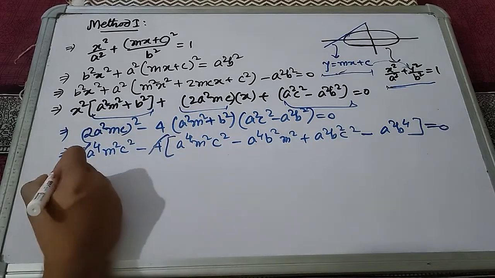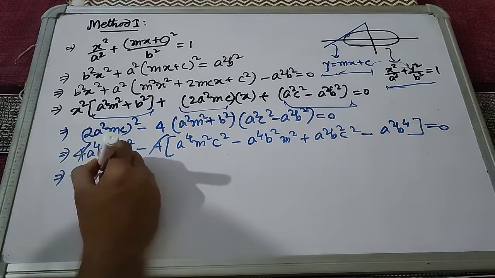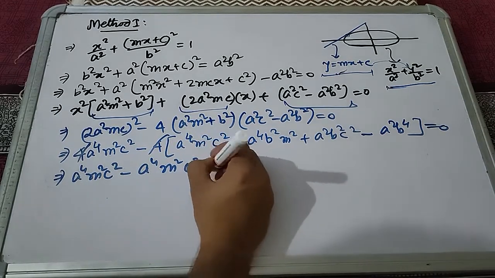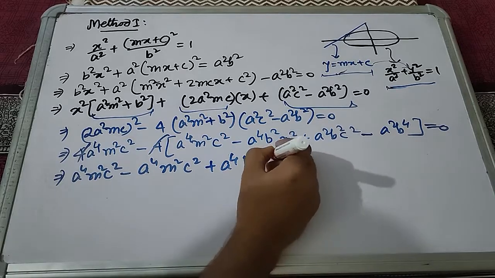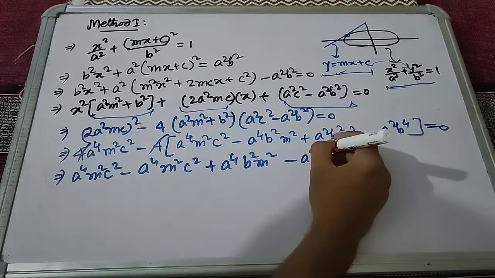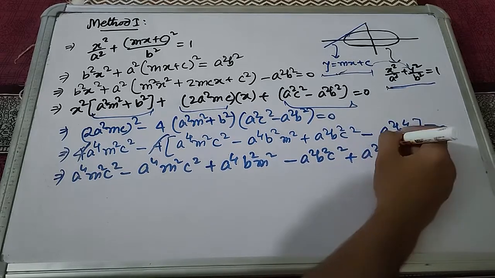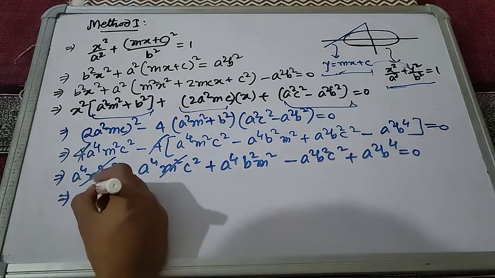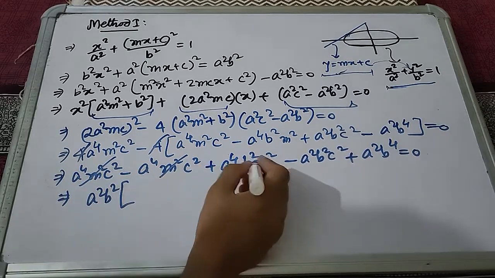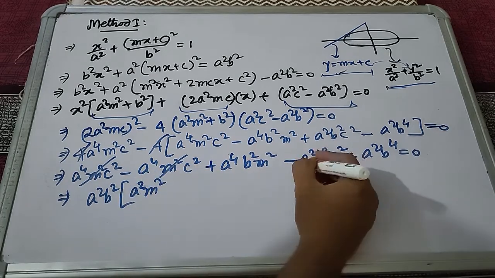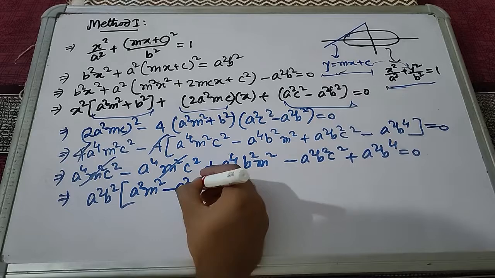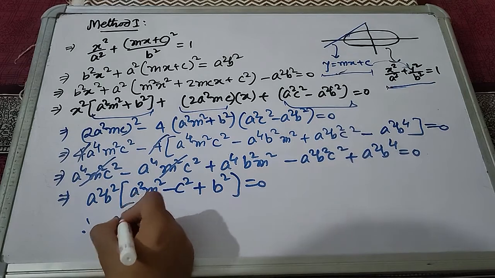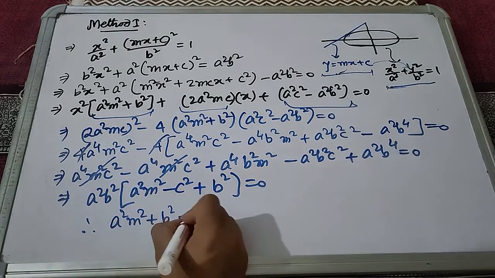4 and 4 we can cancel. So this becomes a power 4 m square c square minus a power 4 m square c square plus a power 4 b square m square minus a square b square c square plus a square b power 4 equals to 0. This term and this term cancel out. We can take a square b square common from this, right? So this becomes a square m square minus c square plus b square equals to 0. Therefore, a square m square plus b square equals to c square.